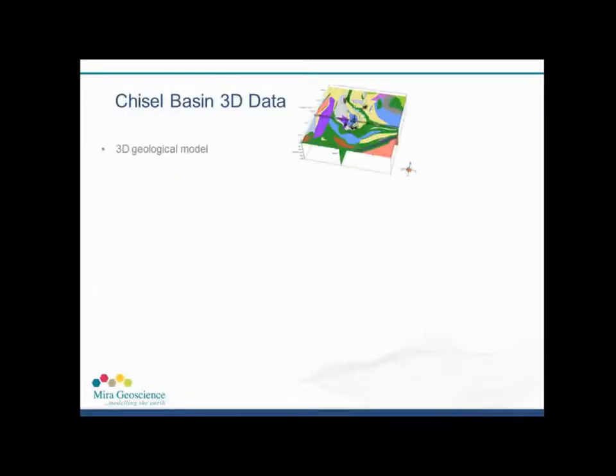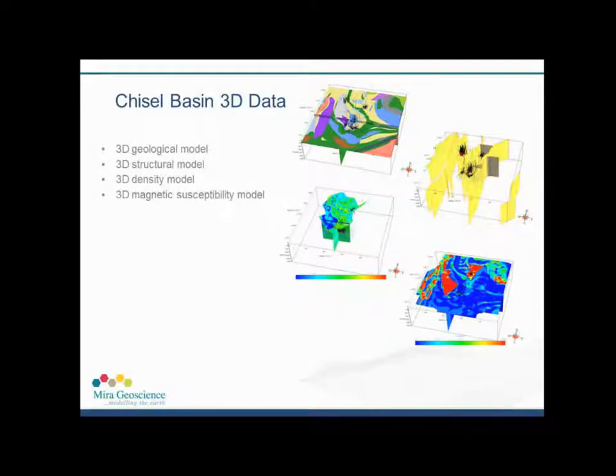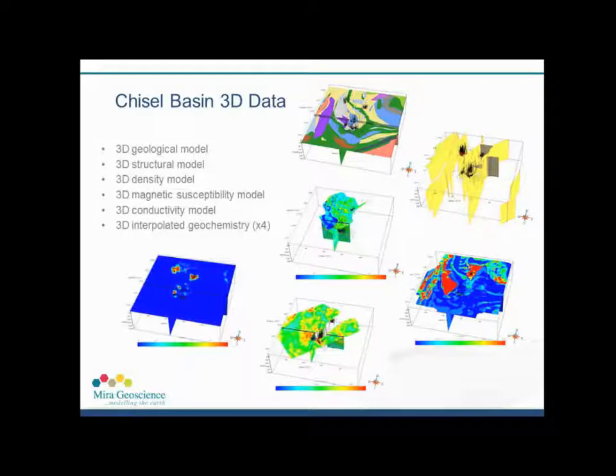With that, I'll take you into the Chisel targeting project and show you the data that we used. The first data set was a 3D geological model, a block model, where every cell in the model contains a lithology. We have a structural model, a density model from gravity inversion, a magnetic susceptibility model from magnetic inversion, a ZTEM inversion conductivity model, and interpolated geochemistry from drilling. There were four models, and the interpolated geochemistry was interpolated geochemical alteration indices.